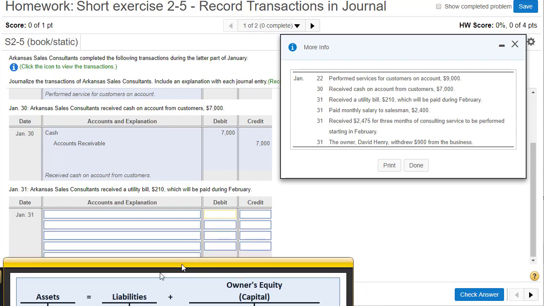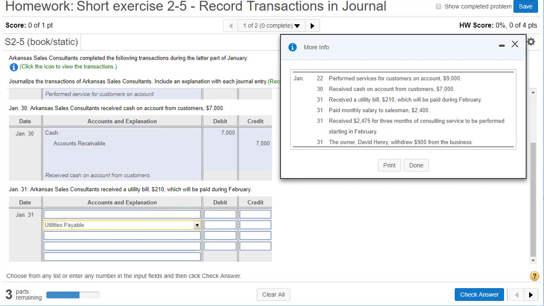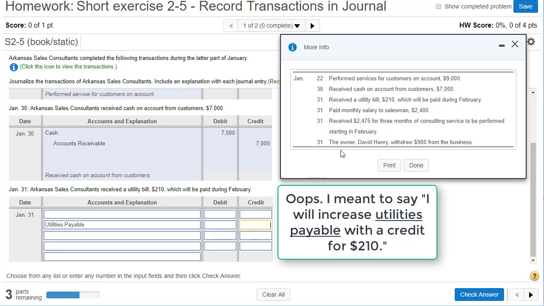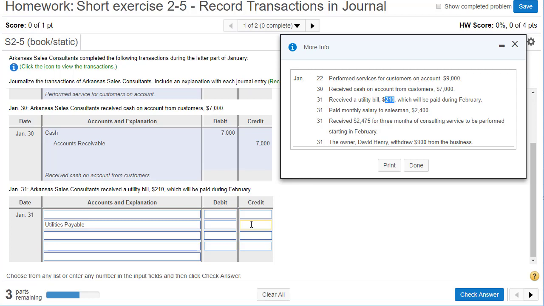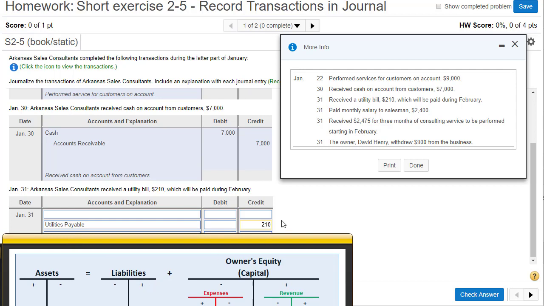So let's open up our chart of accounts, which is this little drop down, and let's see what type of payables we have. Accounts payable. Let's see if there's something more specific than accounts payable. We have utilities payable. So that's more specific than accounts payable. So I'm going to increase utilities payable with a credit for 210. So copy and paste. And again, we are going to credit this payable because liabilities, which is what payables are, increase on the credit side.